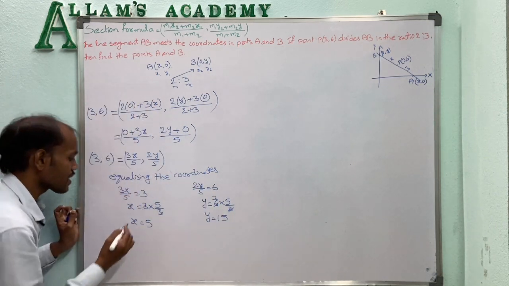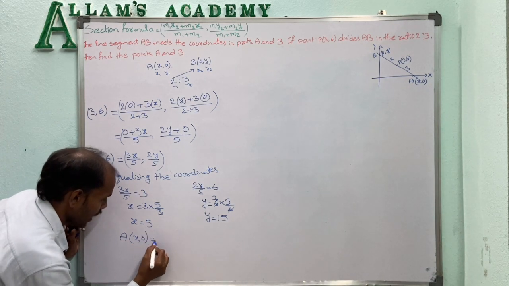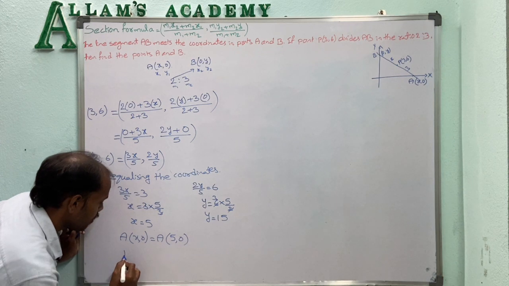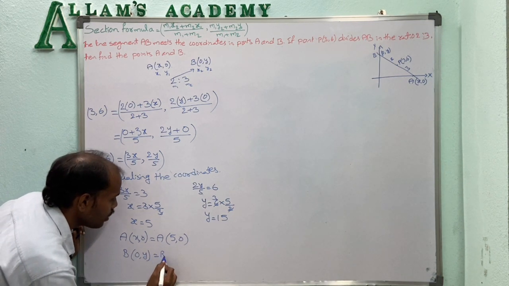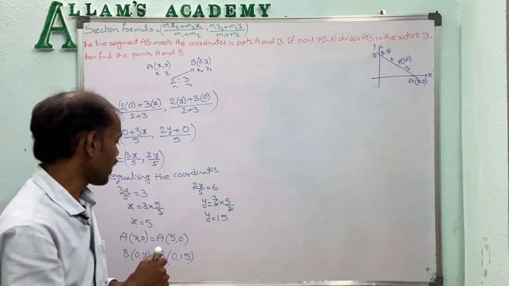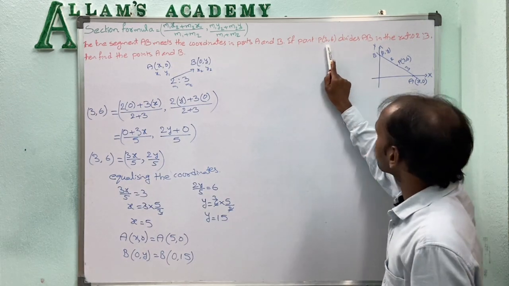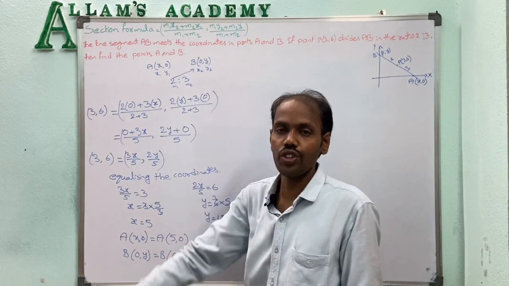Now the points are A (x, 0), that is nothing but A (5, 0), and B (0, y), the point is now B (0, 15). Now the points (5, 0) and (0, 15) are such that the point (3, 6) divides them in the ratio 2:3.